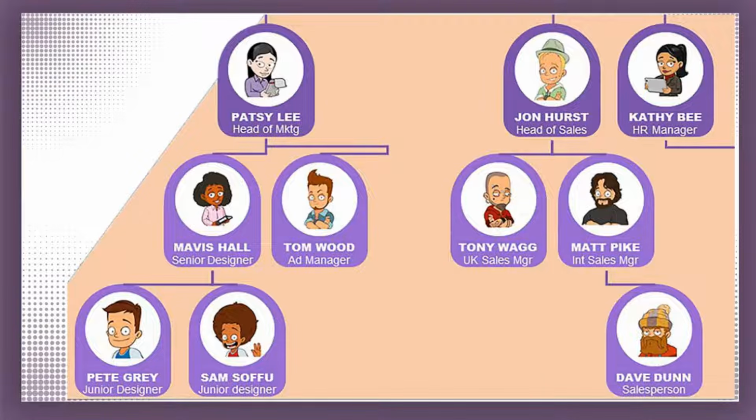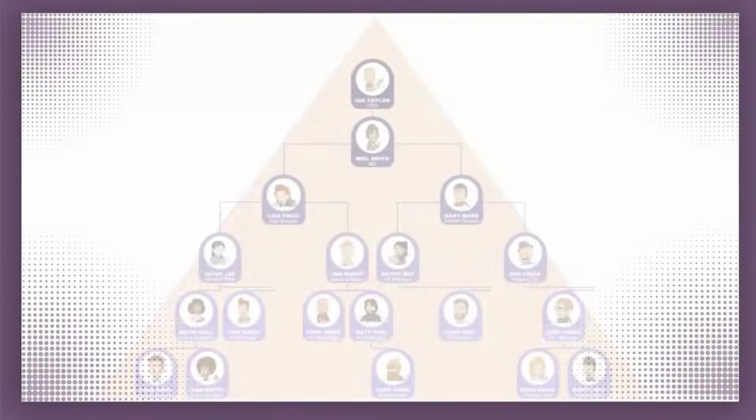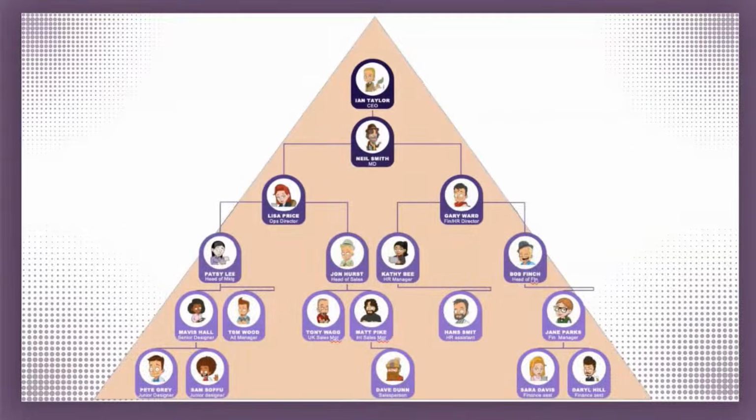Moving down the organisation structure, we see that both Patsy and John have 2 direct subordinates themselves. Patsy has Mavis and Tom, with Mavis having management responsibility for 2 staff, Pete and Sam, and Tom doesn't have any actual direct subordinates. Then you can see that John has Tony and Matt. Tony doesn't have any direct reports, but Matt has one direct report, Dave. As you can see, nobody in the whole organisation has more than 2 people who report directly to them.